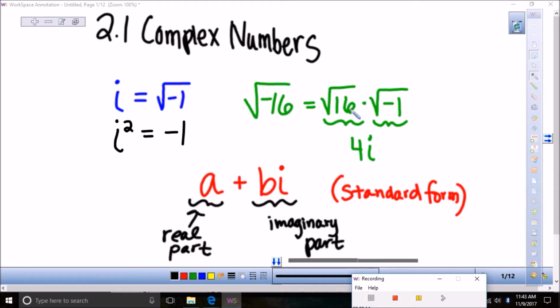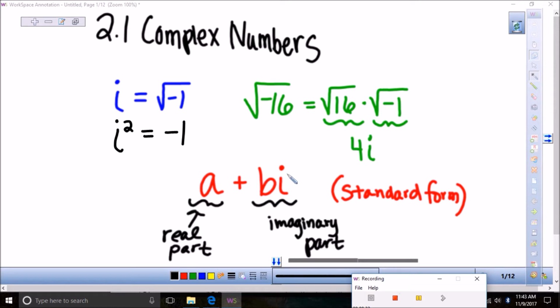So 2.1, complex numbers. We talked about this for a minute in class, but we've seen i before. i is the little imaginary unit. It represents the square root of -1. If we square both sides, it's going to undo the square root, so i squared is -1. We're going to need to know those two things as we work through simplifying problems.